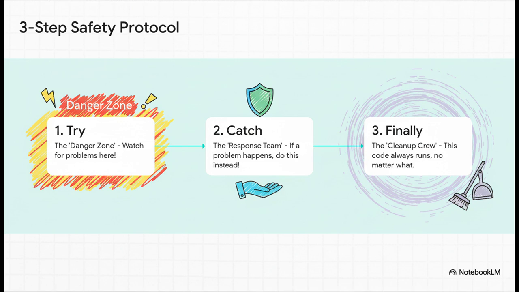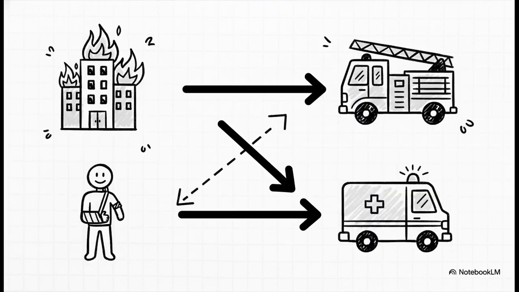And last but not least, you have the finally block. This is the cleanup crew. No matter what happens, error or no error, this bit of code always runs to clean up the mess, like making sure a file gets closed properly. And it gets even smarter than that. You know how in real life you wouldn't call the fire department if you needed an ambulance? It's the same idea here. A programmer can set up different catch blocks for all sorts of different exceptions. The plan for a file not found error looks way different than the plan for a can't divide by 0 error. It's all about having the right response team for the right emergency.